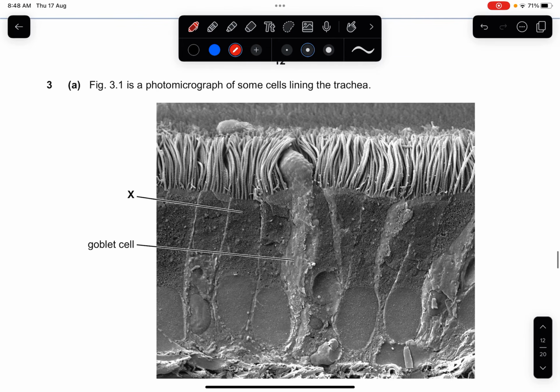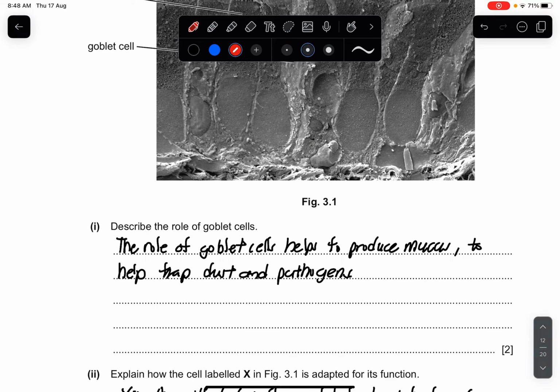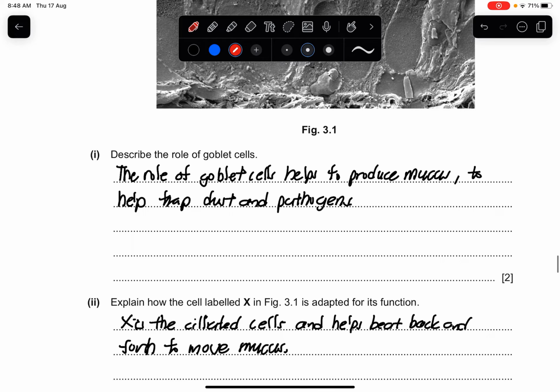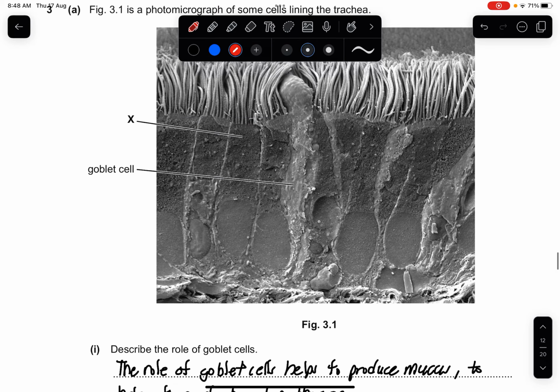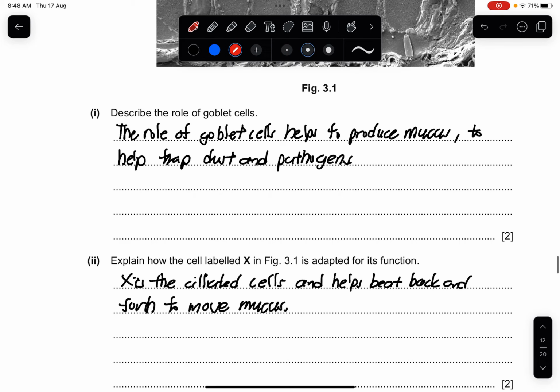Alright, question 3a, figure 3.1 is a photomicrograph of some cells lining the trachea. Okay, so they give you a label X and a goblet cell. Describe the role of goblet cells. The goblet cells help to produce mucus and also help to trap dust and pathogens. 2 marks. Question 3, part 2, explain how cell labeled X in figure 3.1 is adapted for its function. So the X here is the ciliated cells, and they help to beat back and forth to move mucus away.